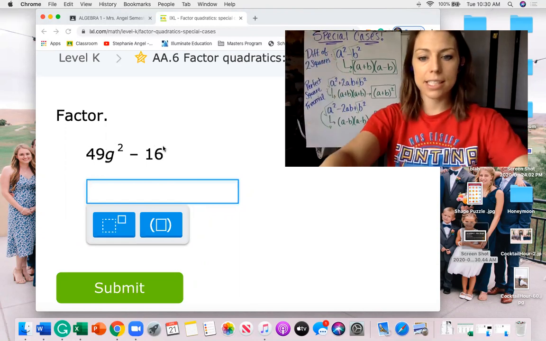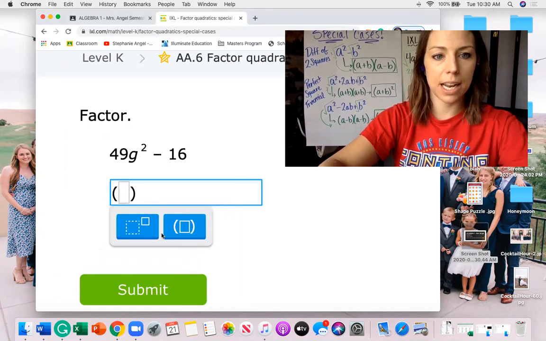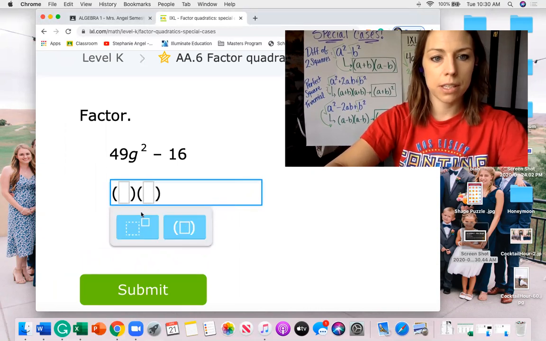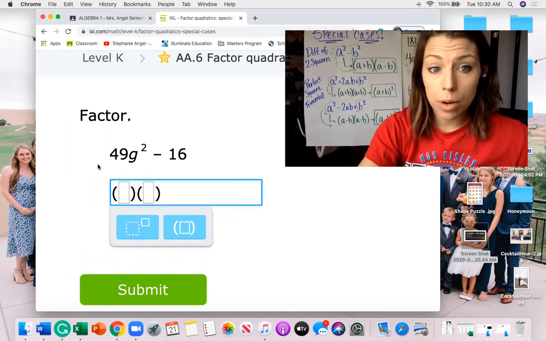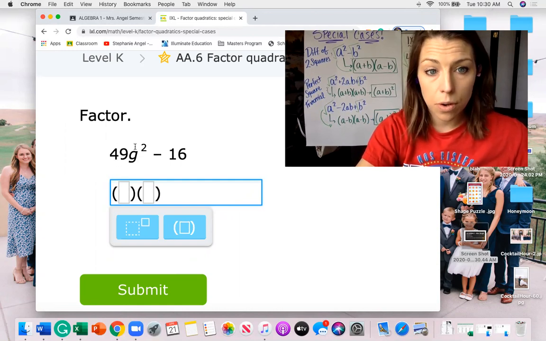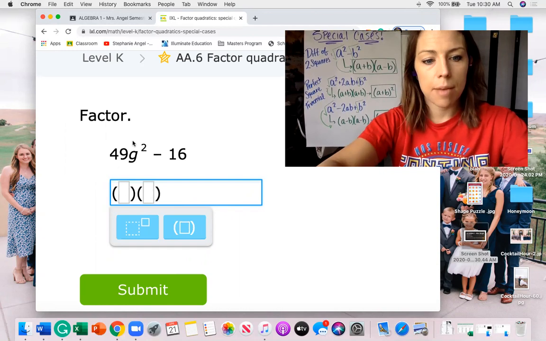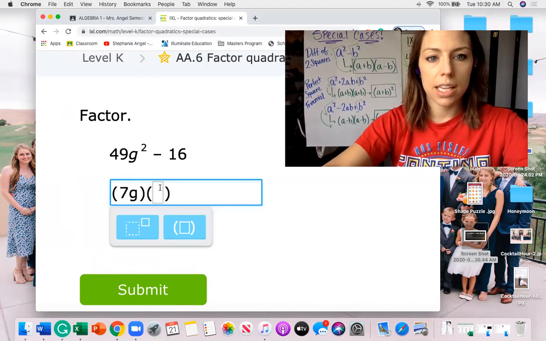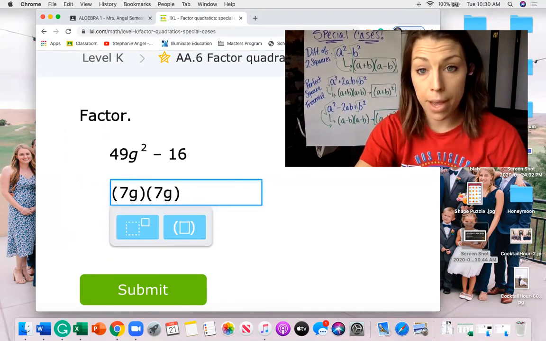Yeah, okay, ready? This is how simple this is going to be. I'm going to set up my two binomials. Okay, take the square root of the first term. What's the square root of 49? 7. What's the square root of g squared? G. That means 7g is the first term in both of my binomials.